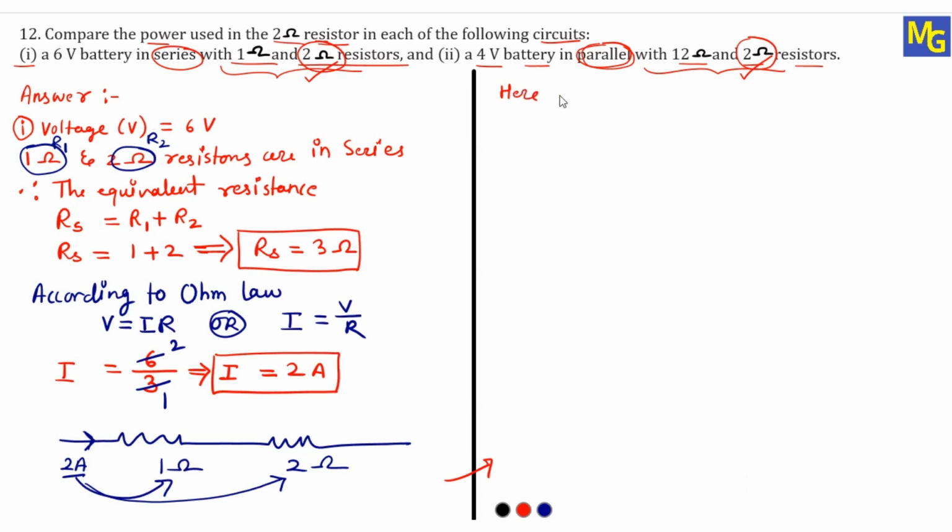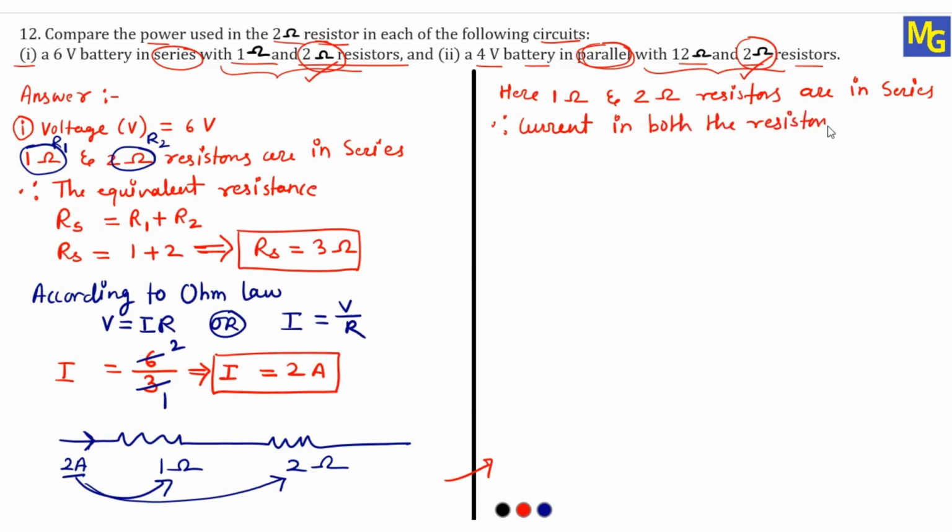Here 1 ohm and 2 ohm resistors, how they are connected, are in series. Therefore, current in both the resistors will remain same. So remain same means how much? That is 2 ampere. So I write down that is 2 ampere.